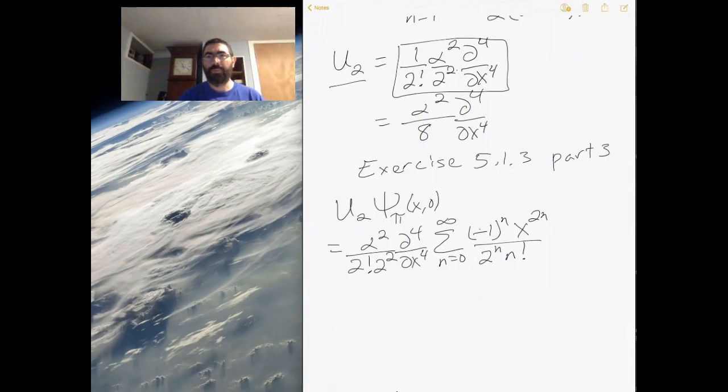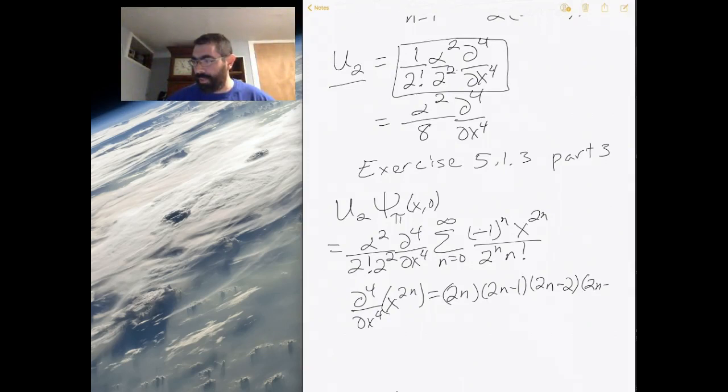Okay, so if we follow the same kind of logic that we used with the first order term, we basically just have to take this derivative of x to the 2n power 4 times. So that would give us 2 to the n times 2n minus 1 times 2n minus 2 times 2n minus 3 times x to the 2n minus 4 power.